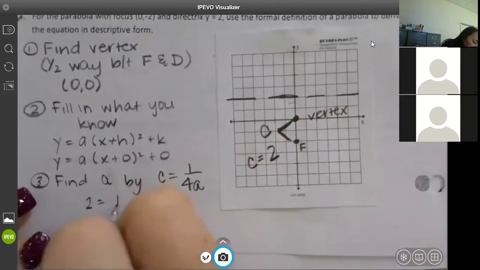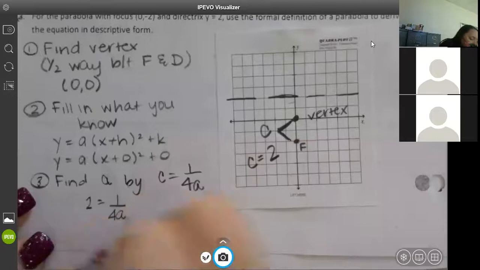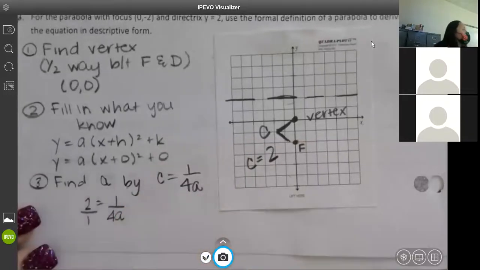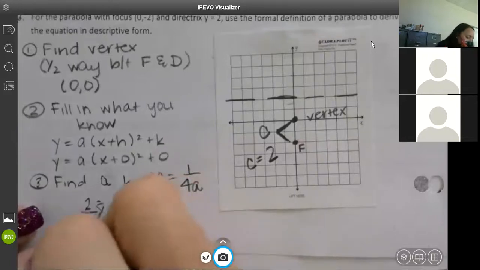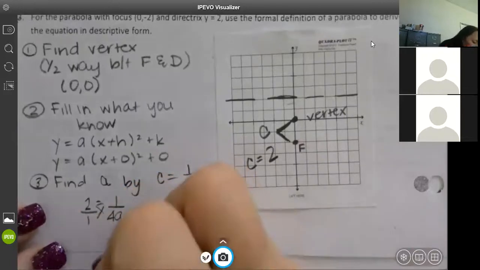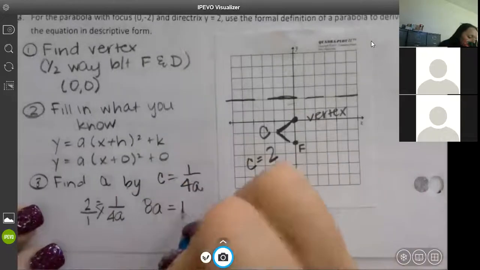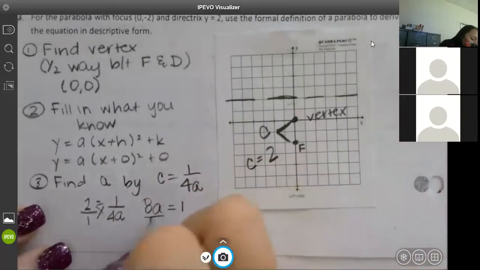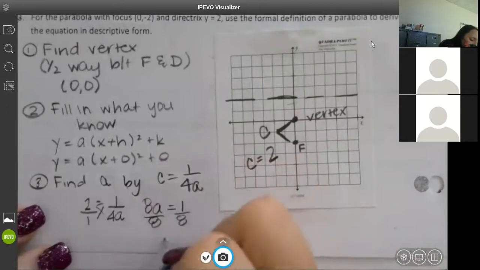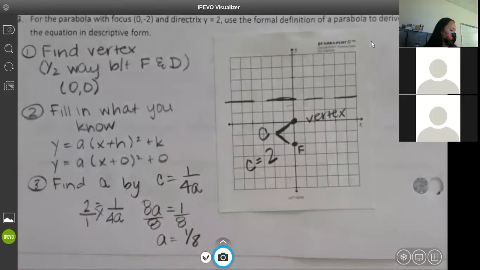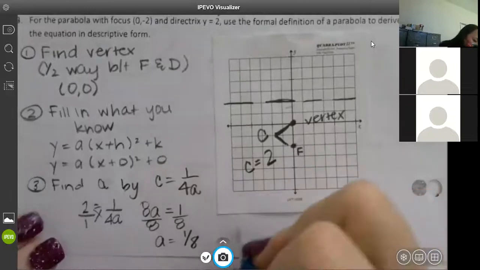So here's what we do. 2 equals 1 over 4A. I don't know A, so I'm going to solve it. So I cross multiply. 2 times 4A is 8A. 1 times 1 is 1. We're going to divide by 8. And we get A equals 1/8. Very good.